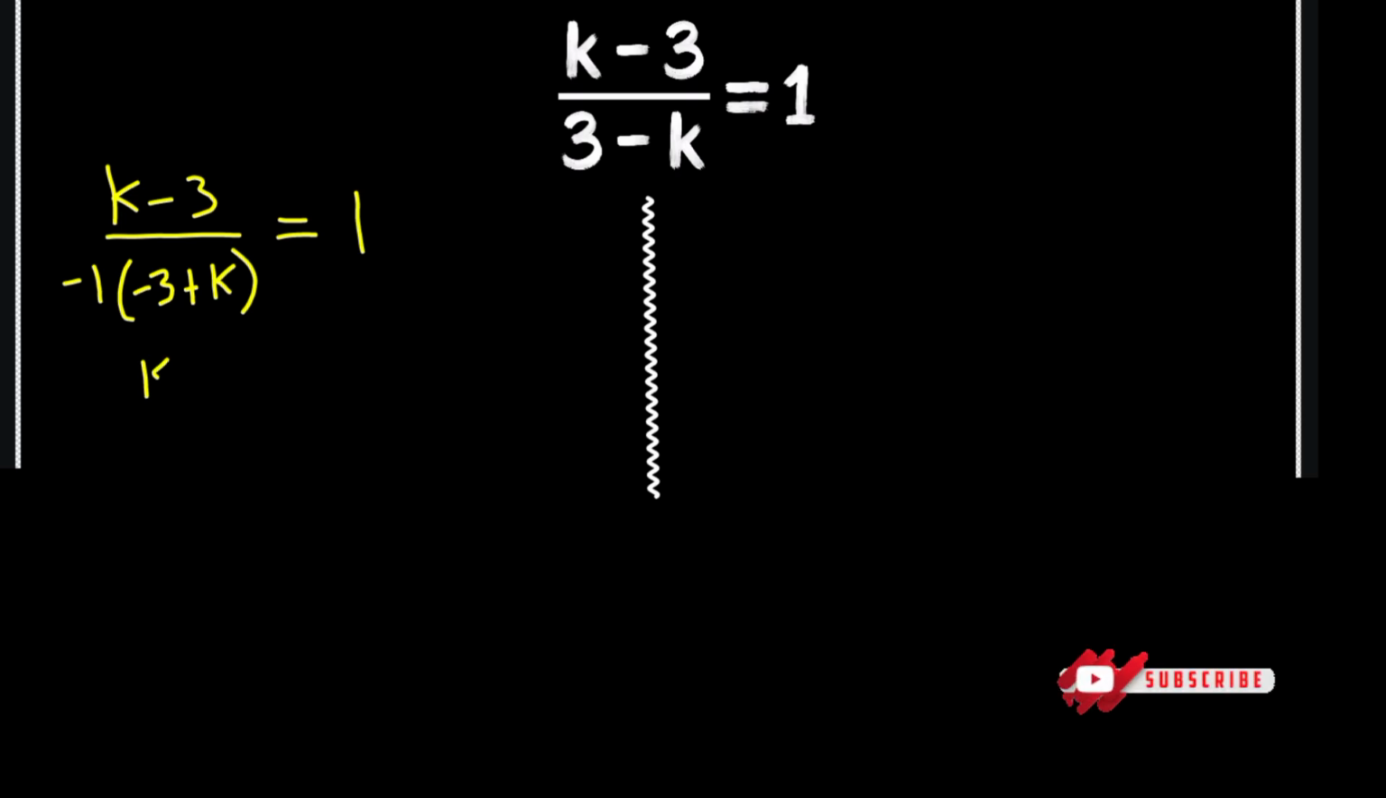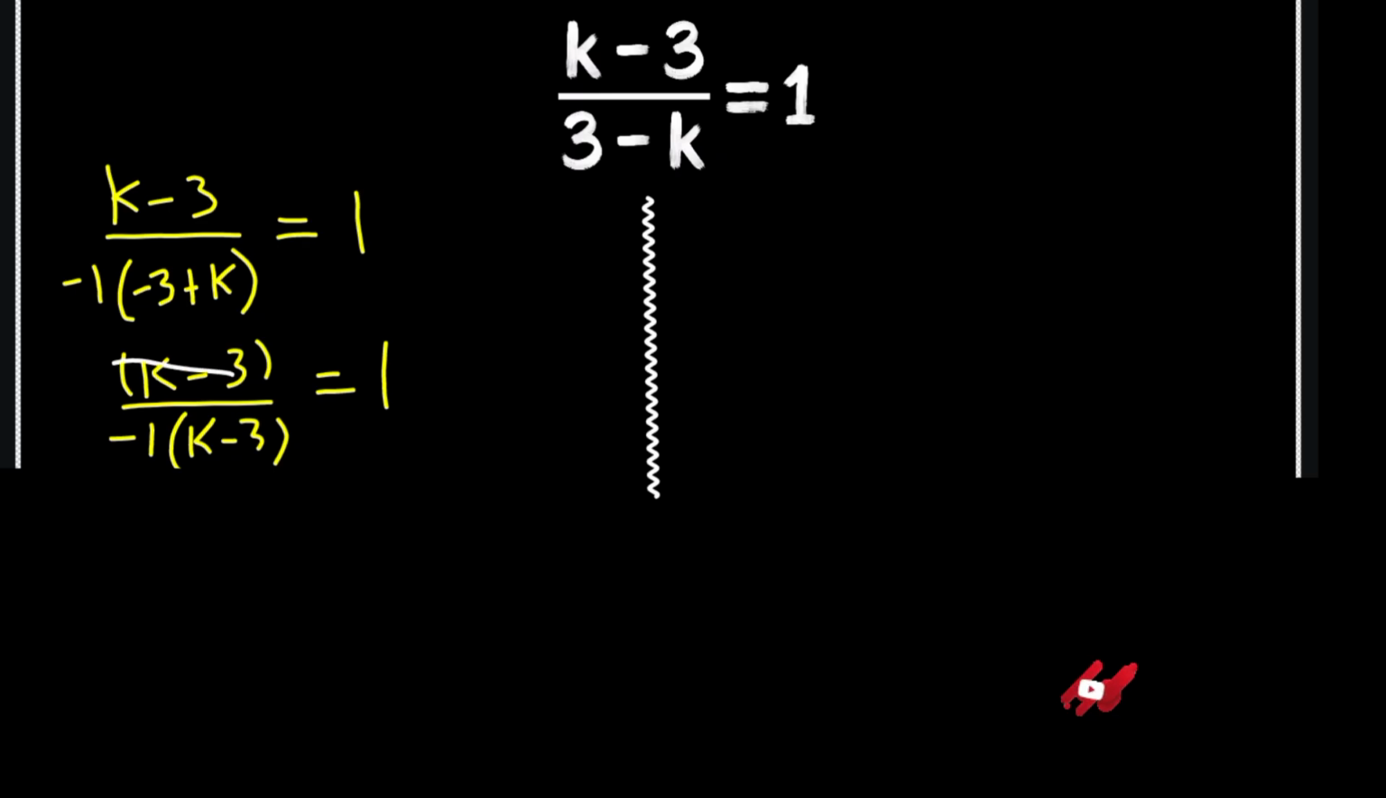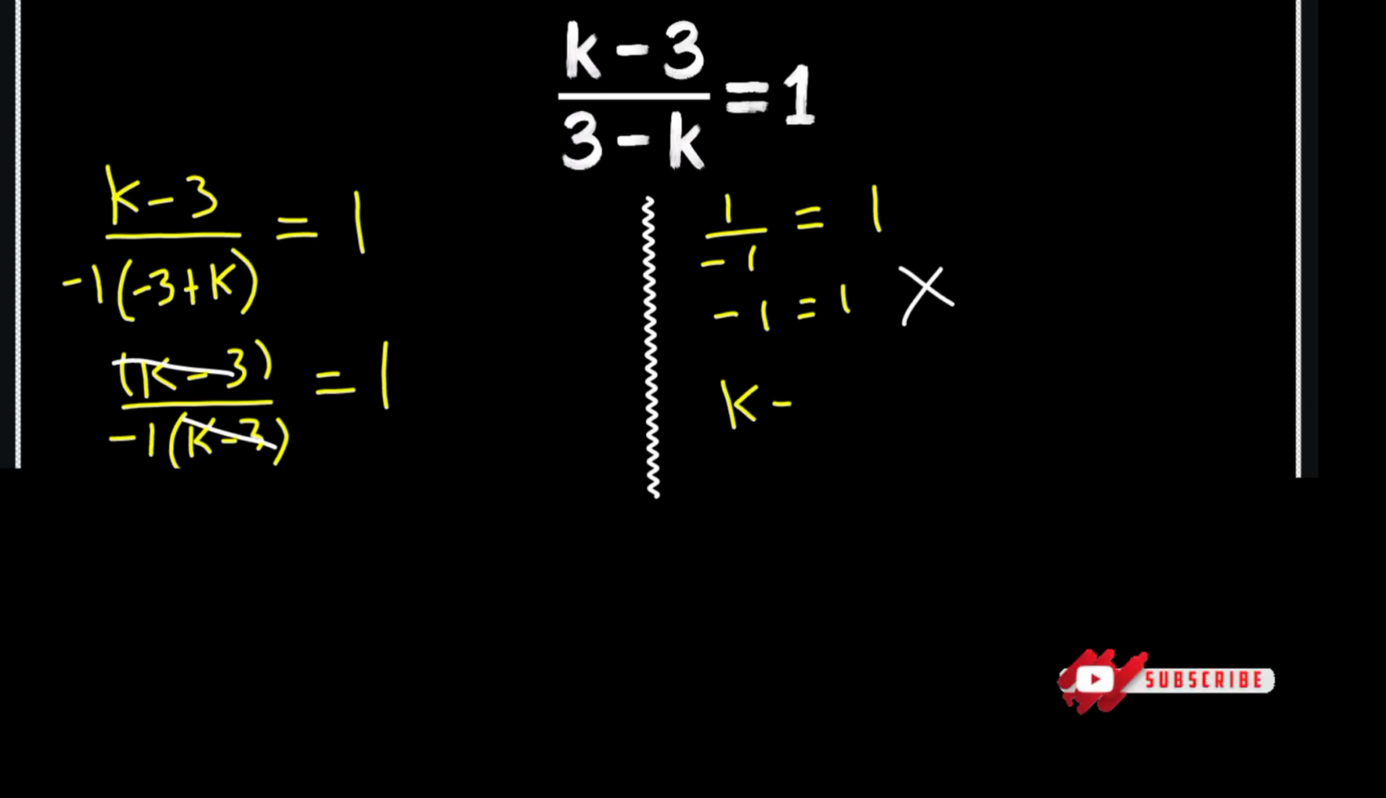And then they go ahead to rearrange this so as to get -1 into brackets k minus 3, and this equals 1. But then at the end of the day, they go ahead to cross out k minus 3, and then they are left with 1 over -1 equals 1, which is -1 equals 1. And now this is an error. But here we are going to be using a very different method to solve this challenge.